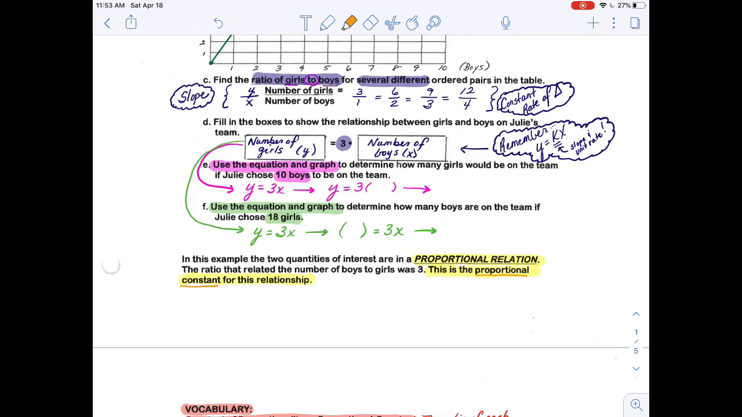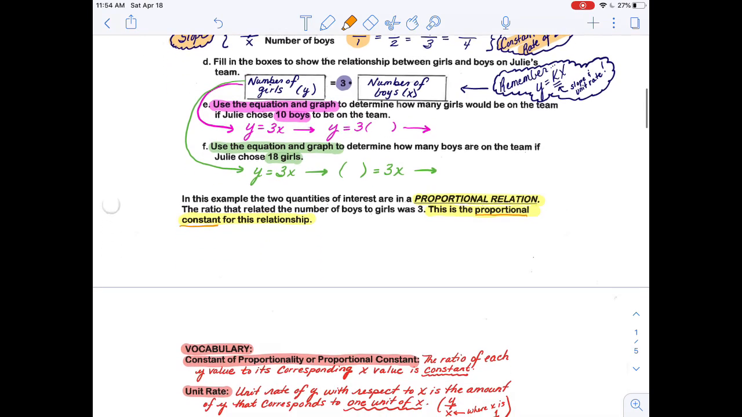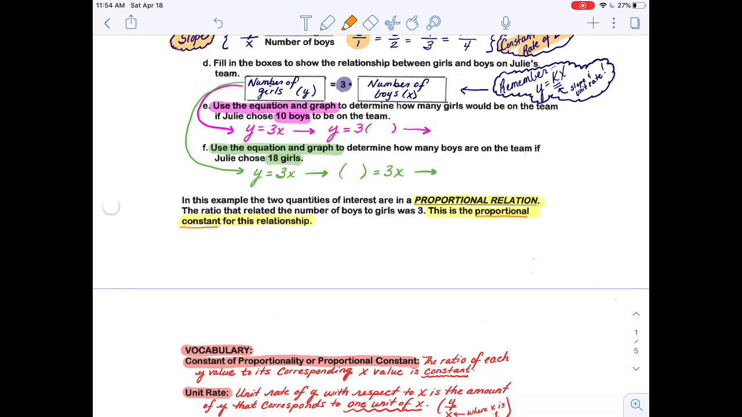Now I hope you remember that rise over run, the y over x, is also what we call the slope. And then what I'm doing is just taking that table and putting in those numbers. 3 over 1, 6 over 2, 9 over 3. And notice when I reduce them all, it should all come out to that 3 over 1. So it shows us that constant rate of change. Now, filling in those boxes between the relationship of the girls and the boys. Number of girls are y equals 3 times the number of boys.